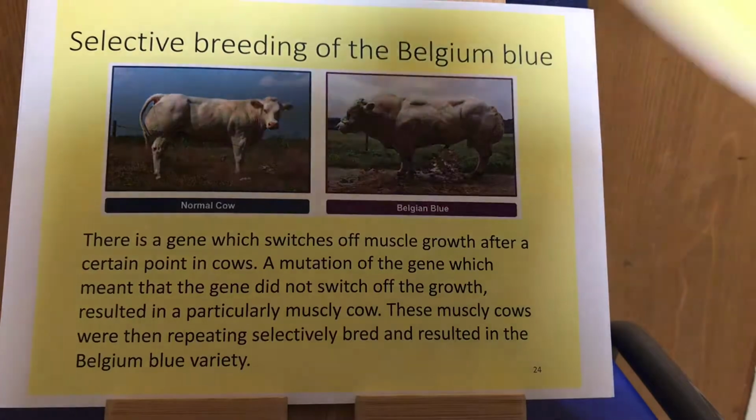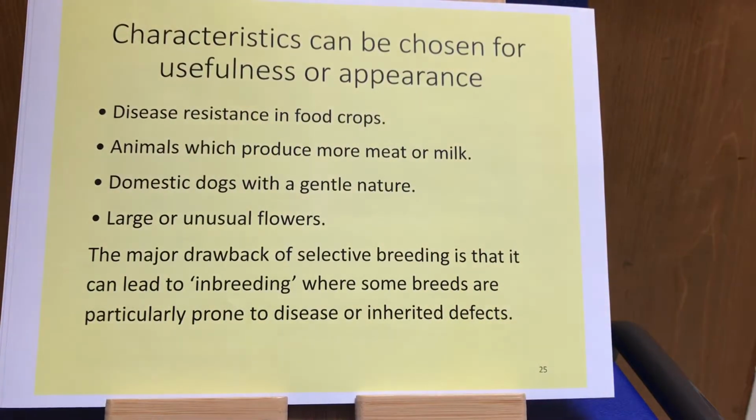Why would we want to use selective breeding? To get crops that are resistant to disease or resistant to frost, to produce animals that produce more materials for us in terms of meat or milk, for domestic dogs with a gentle nature, or for large or unusual flowers.